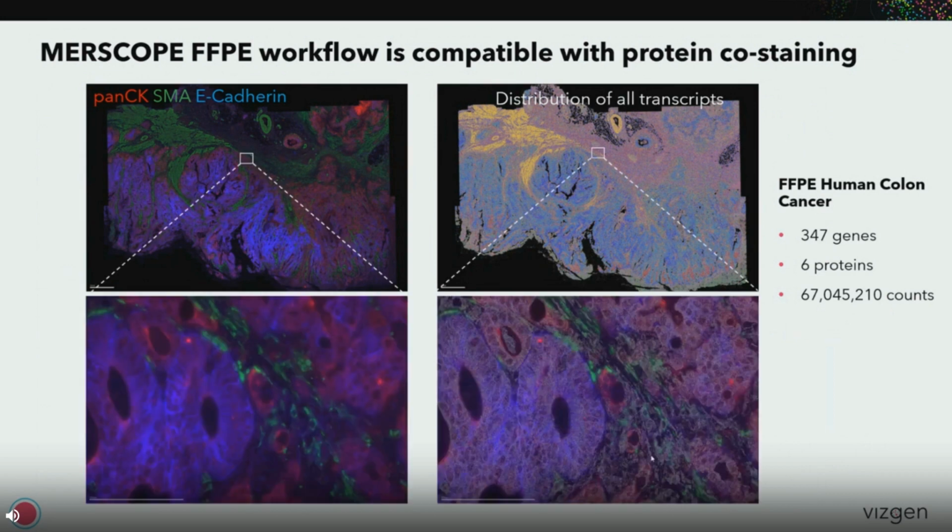And at the bottom, I'm zooming into one specific region. On the left, again, you're seeing this very beautiful staining of the proteins pan-CK, SMA, and E-cadherin. And on the right, you're seeing the overlay of all transcripts on top of the protein staining.